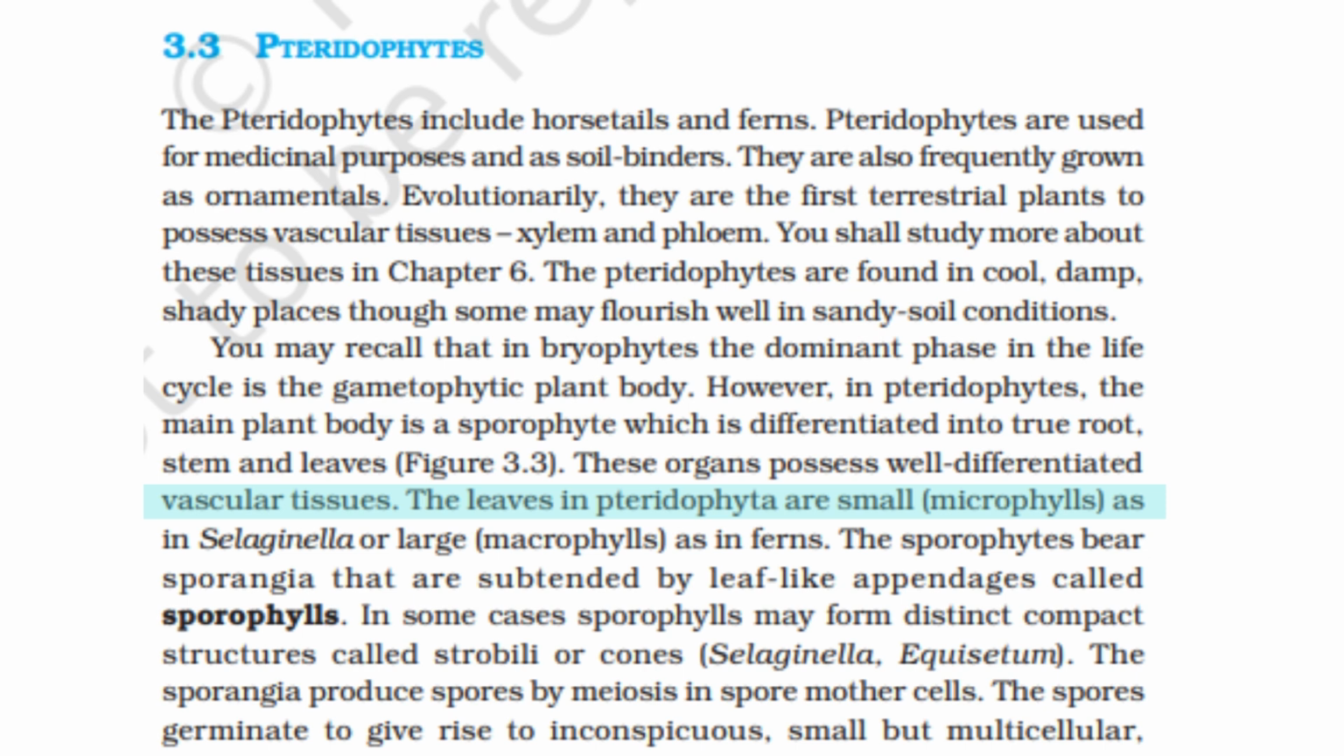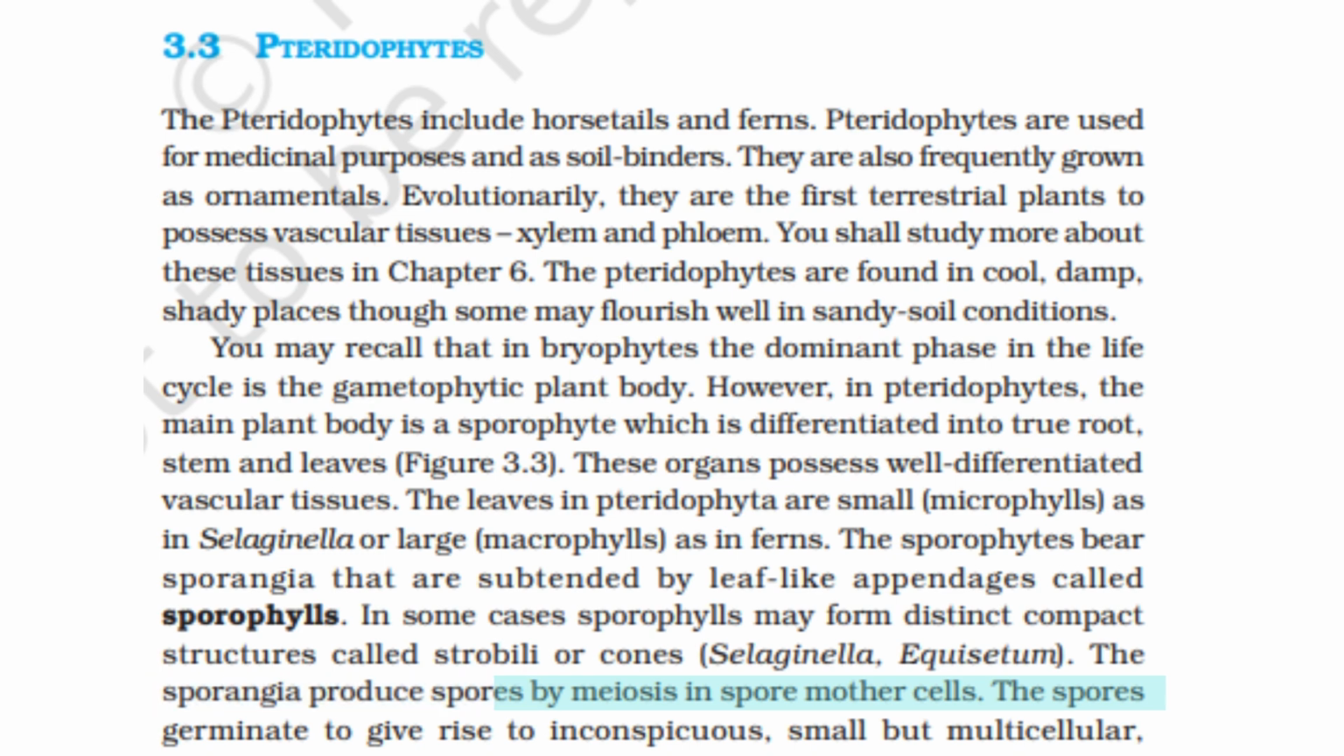The leaves in Pteridophyta are small, microphylls as in Selaginella, or large, macrophylls as in ferns. These sporophytes bear sporangia that are subtended by leaf-like appendages called sporophylls. In some cases, sporophylls may form distinct compact structures called strobili or cones. Selaginella, Equisetum. These sporangia produce spores by meiosis in spore mother cells.